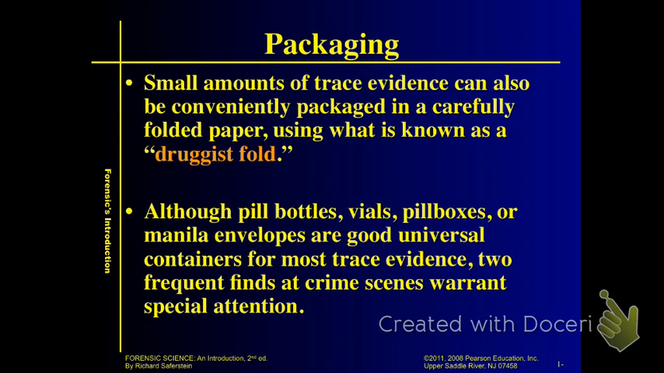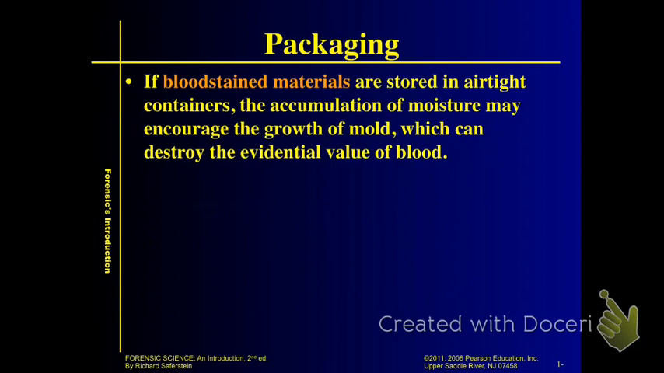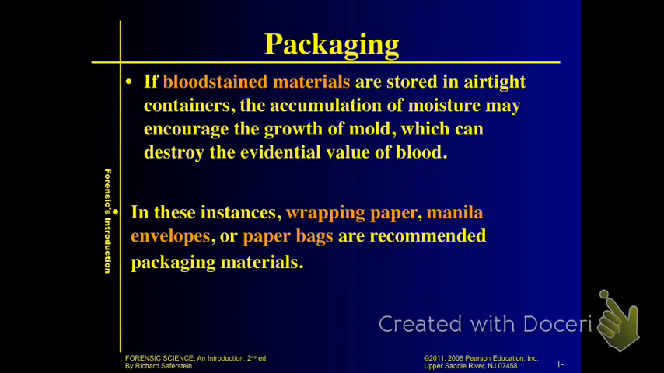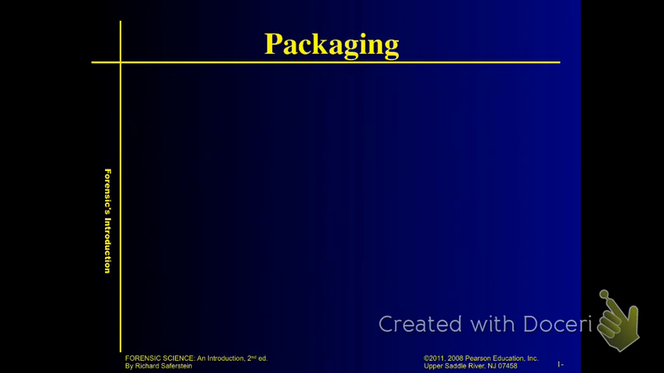All of these containers are good for most trace evidence, but two things warrant special attention, two frequent finds. So first of all, things that are blood-stained, if they're stored in an airtight container, then mold can grow more easily because of accumulated moisture, and that can destroy the blood through decomposition. Then that's not able to be analyzed. In this case, you need to package blood-stained materials in something that's breathable, paper specifically. Wrapping paper, manila envelopes, paper bags are good packaging materials there.